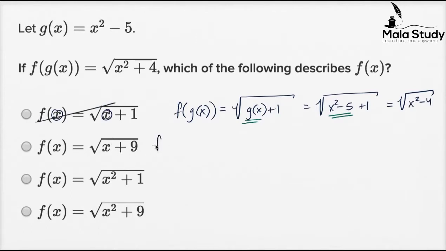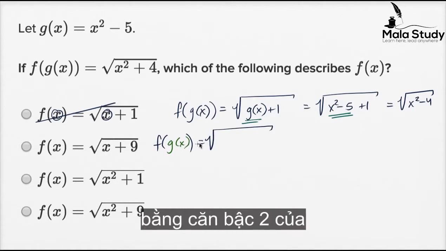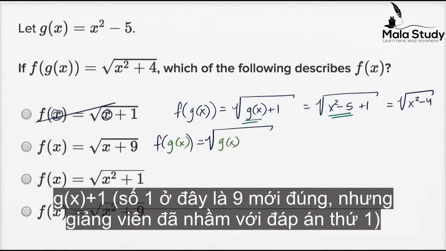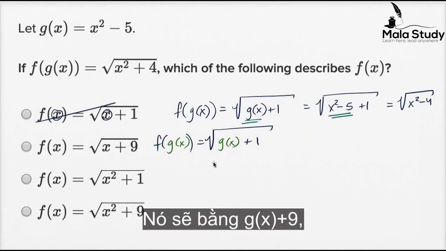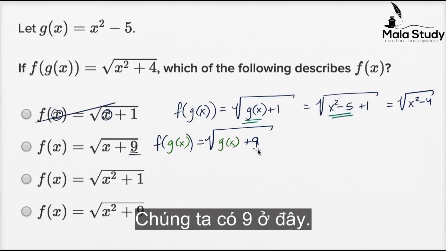We could try this one. F of g of x, I'll do this in green just for fun, is going to be the square root of, well, everywhere you see an x, replace it with the g of x. The square root of g of x plus 9. Oh, wait, let me be careful here. This is going to be g of x plus 9. Very important detail. We have a 9 here.